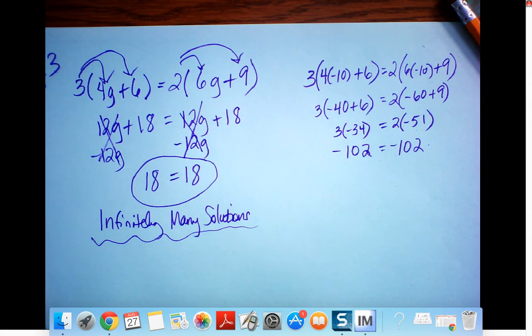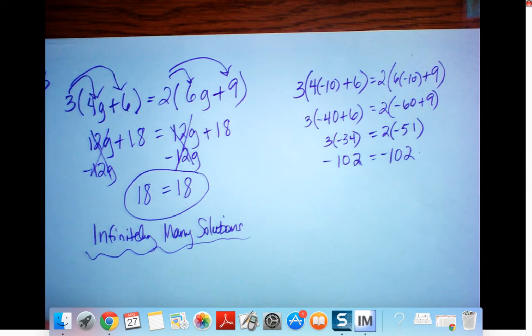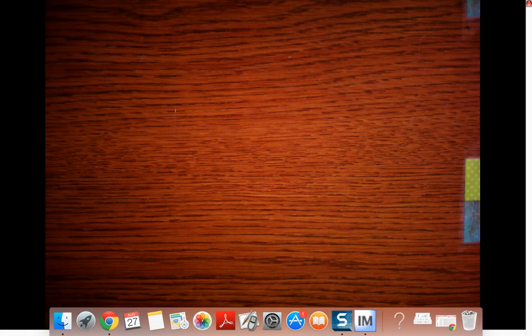All right. Okay, 4, 5, and 6, you were just asked to solve the equation for the variable. And so you didn't have to state whether there was one solution, no solution, or infinitely many. So we're just going to solve them and check them.